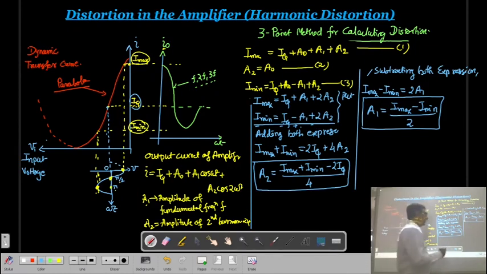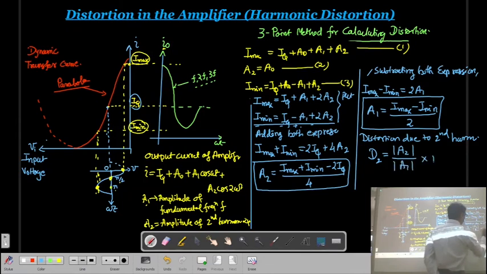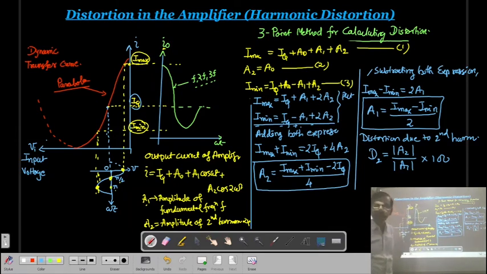And if you take the ratio of these, then we can write the distortion. The distortion due to the second harmonic, D2, is equal to mod of A2 by mod of A1 multiplied by 100. Correct? So, in this way, using a characteristic curve, we can find out the amplitude of the fundamental frequency and the amplitude of the second harmonic. That's why it is known as the graphical method.